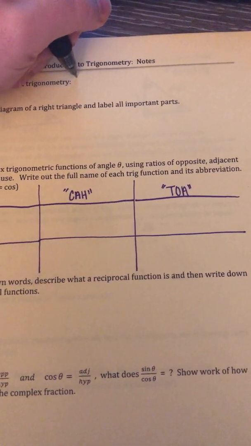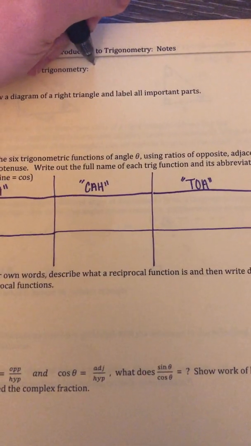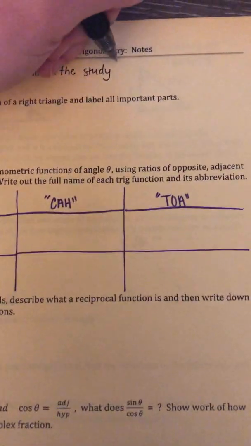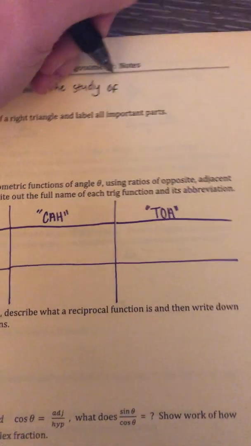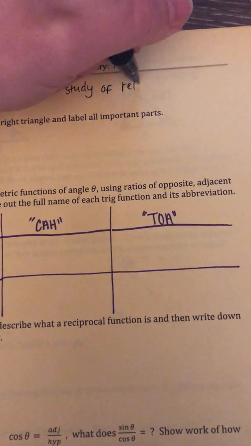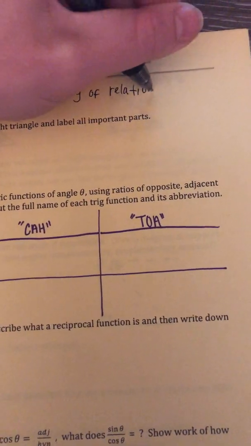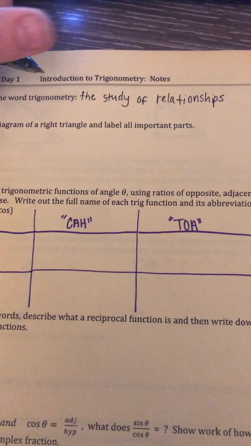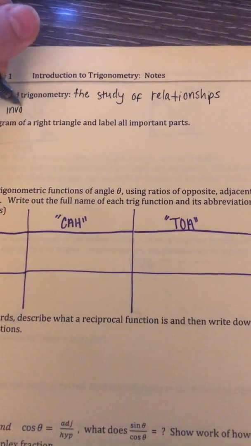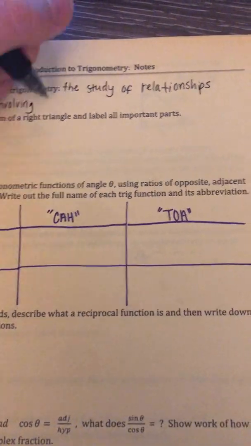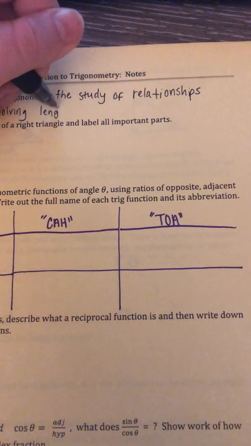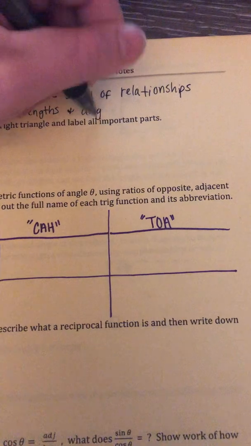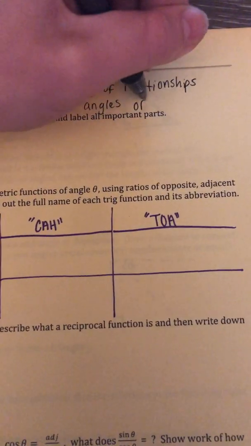Trigonometry is a branch of mathematics which revolves around the study of relationships involving lengths and angles of triangles.